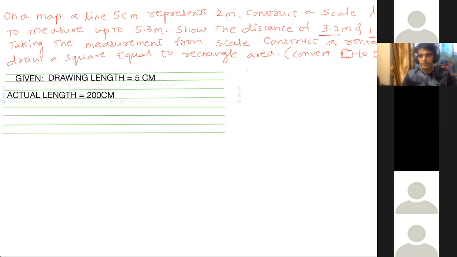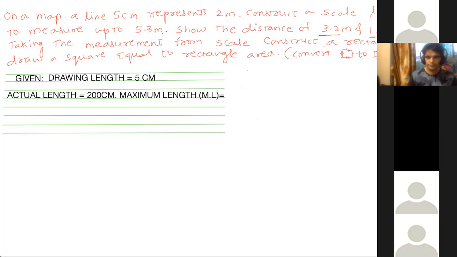And we have to make a scale long enough to measure up to 5.3 meter. So what is 5.3 meter? Maximum length. So I will write maximum length, M.L. What is maximum length? 5.3 meter.